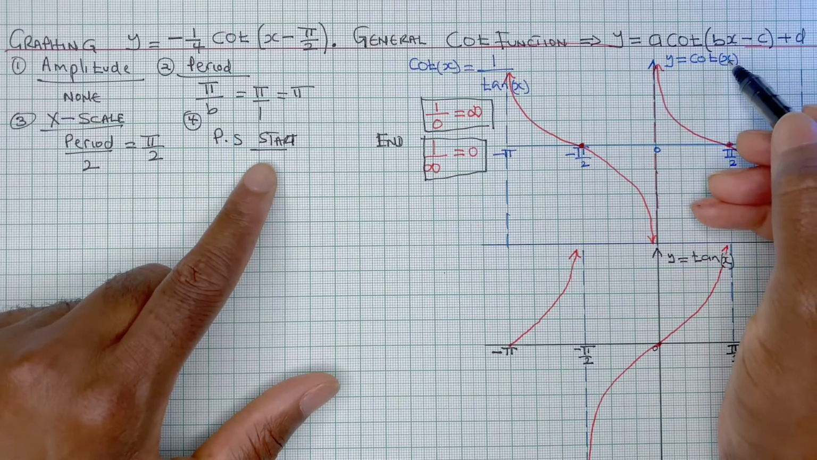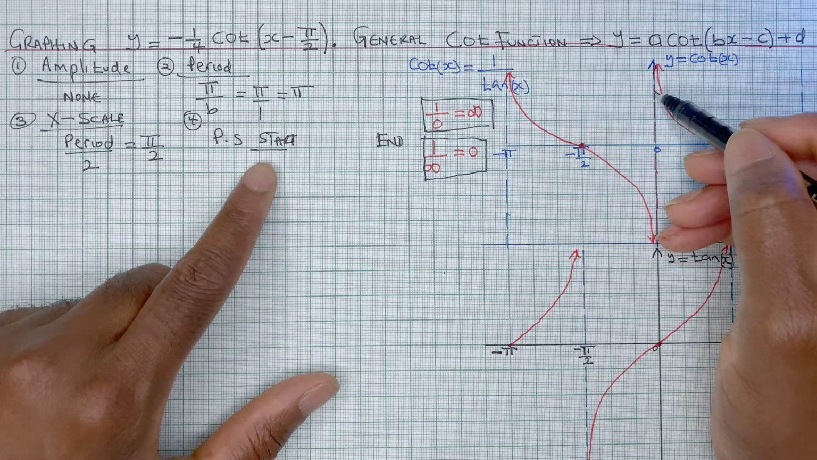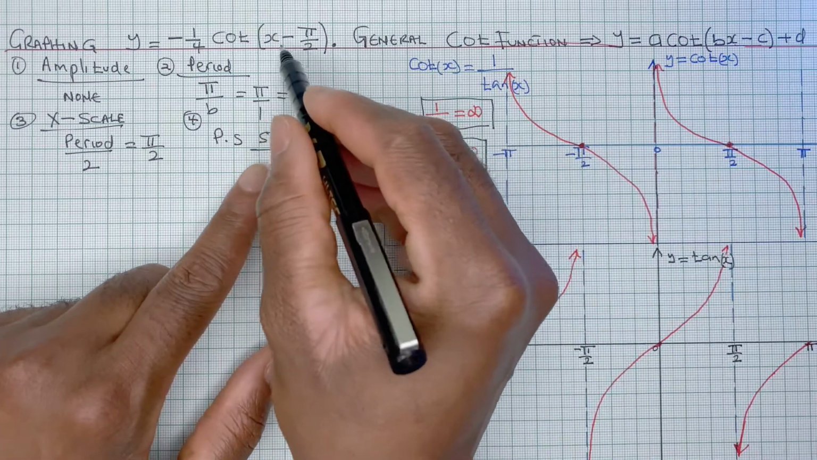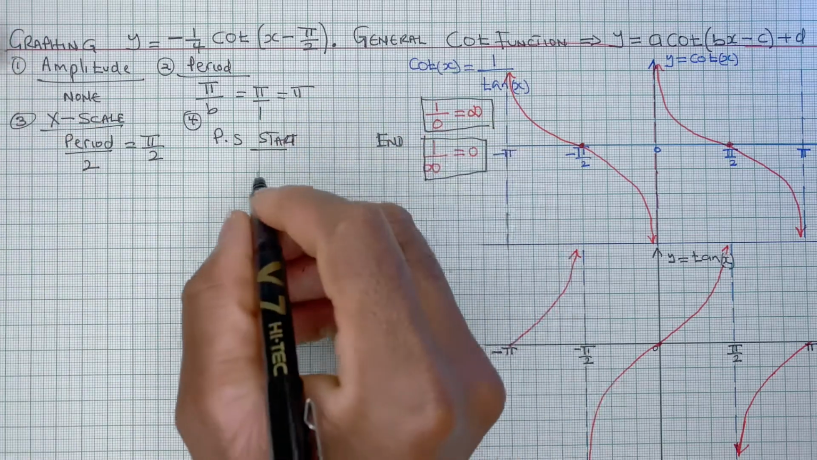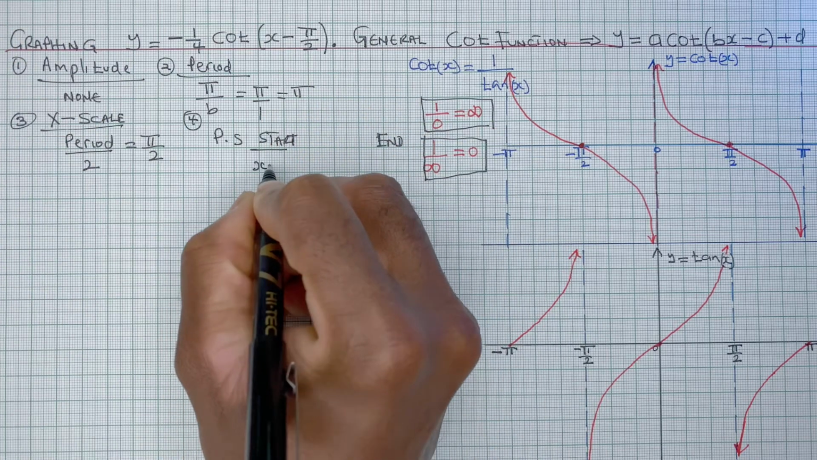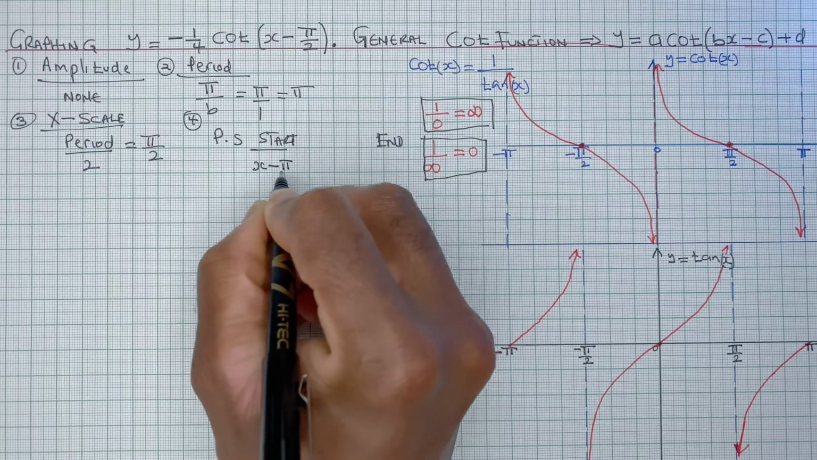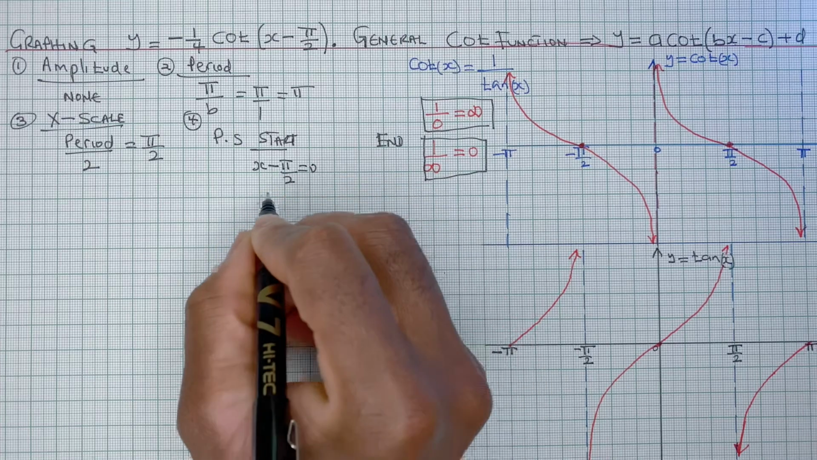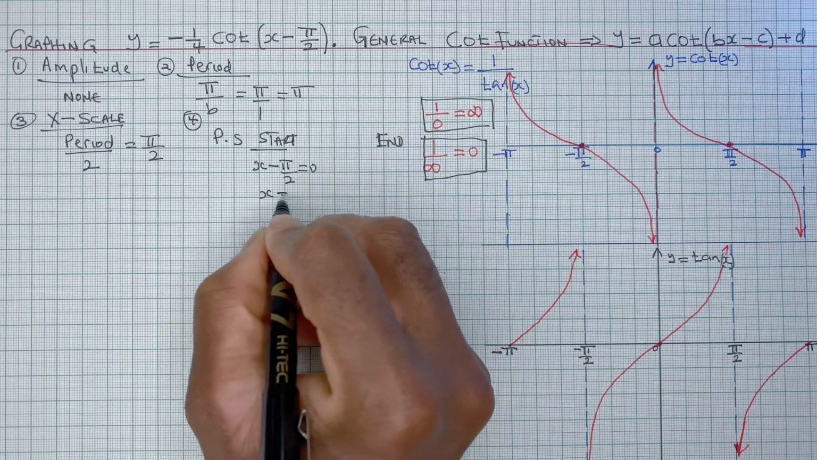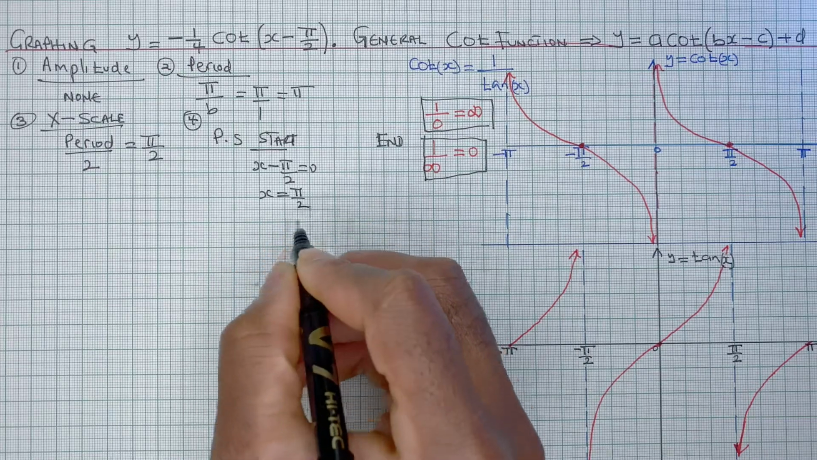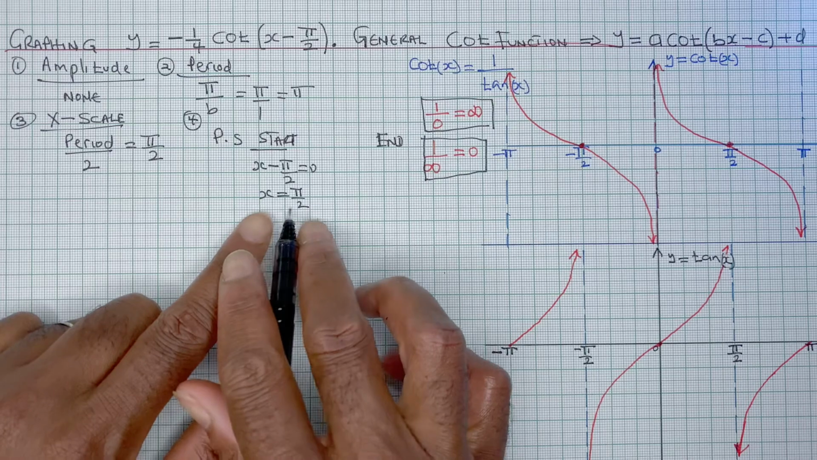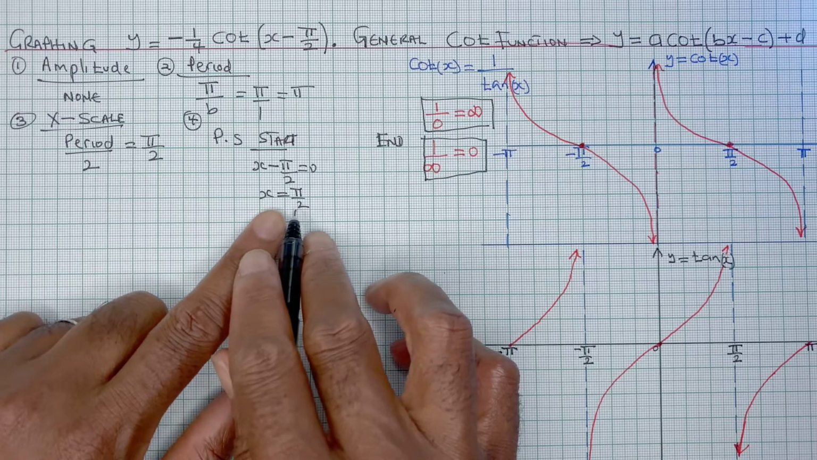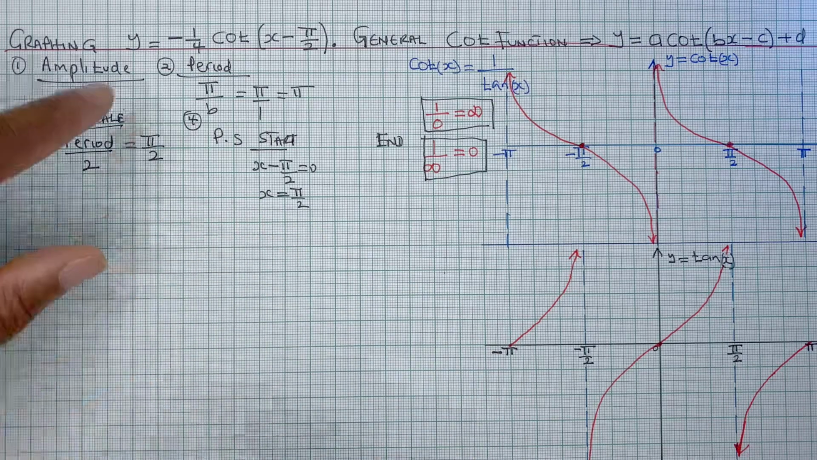But I set x to 0 to get that. We haven't got x, we got x minus pi over 2, so we set that to 0. So you get x minus pi over 2 equal to 0, which implies x is pi over 2. So that's the line of asymptote, pi over 2.